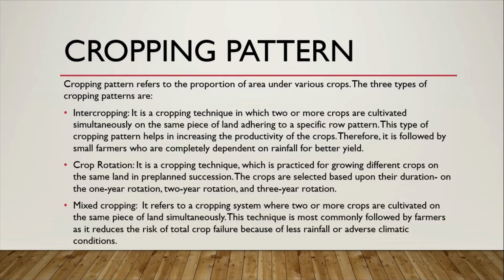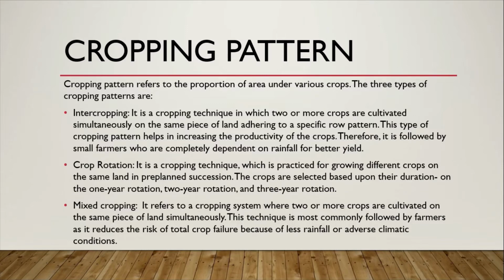Intercropping is a cropping technique in which two or more crops are cultivated simultaneously on the same piece of land, adhering to a specific row pattern. This type of cropping pattern helps in increasing the productivity of the crops. Therefore, it is followed by small farmers who are completely dependent on rainfall for better yield.